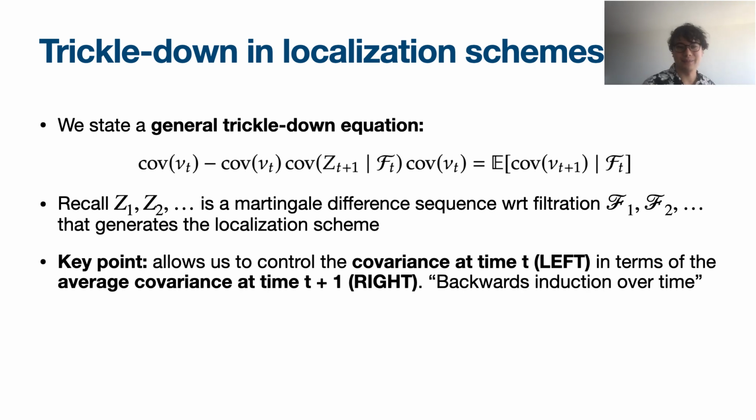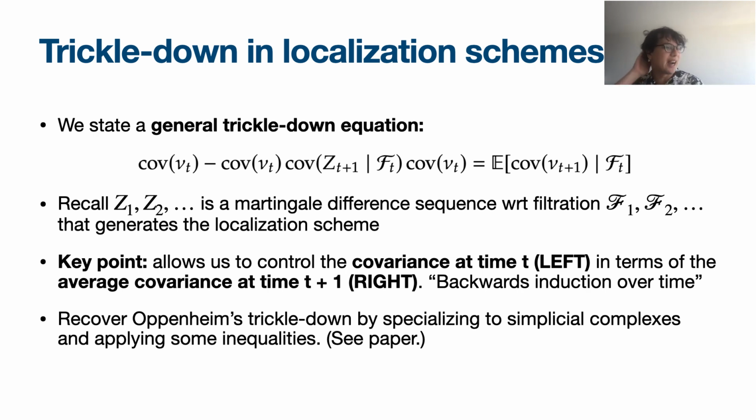But from a down to earth perspective, it lets you control the covariance of the measure at time t, which is the stuff on the left hand side of the equation, by the covariance of the stuff at time t plus 1. And so if we think about the localization as happening forward in time, trickle down is going in the reverse direction of time and controlling the covariance measure. So we call it backwards induction over time.